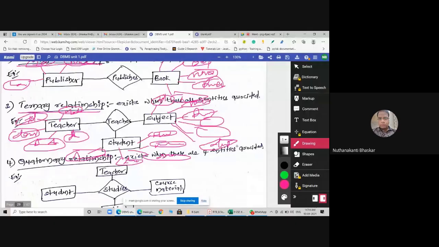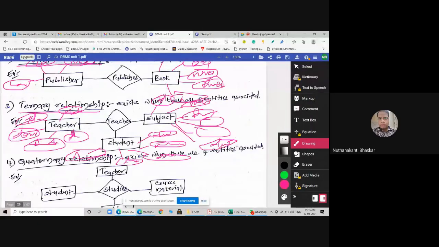Now, a ternary relationship: when you are going to implement it, there is a chance of three entities being associated with one relationship. That is called a ternary relationship. Everyone has understood? Everyone, yes, understood this ternary relationship?